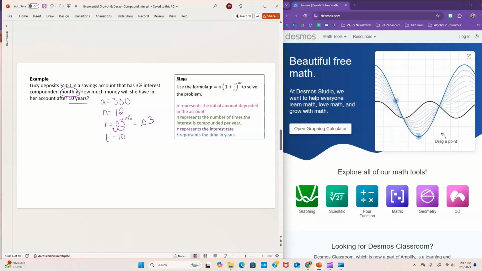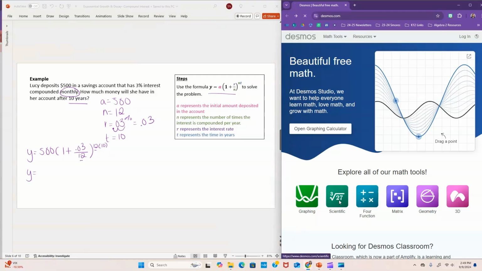So we have t equals 10. Now we need to take everything and plug it into our formula. So we have y equals 500 times (1 plus r, which is 0.03, over n, which is 12), and that's raised to the nt. So n is 12, and then times t, which is 10. One thing to keep in mind is that you have to put n not only in the denominator here, but you have to put n up here in the exponent. Okay, so that's something very important to keep in mind.